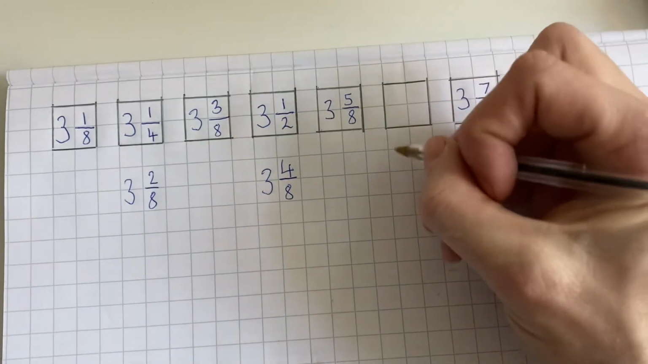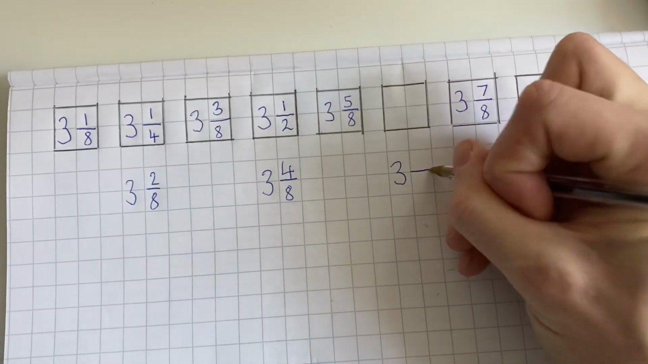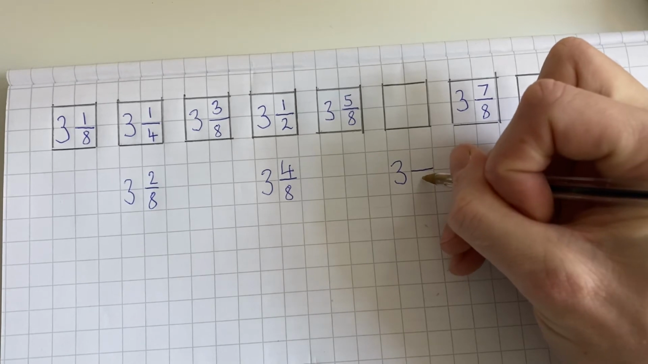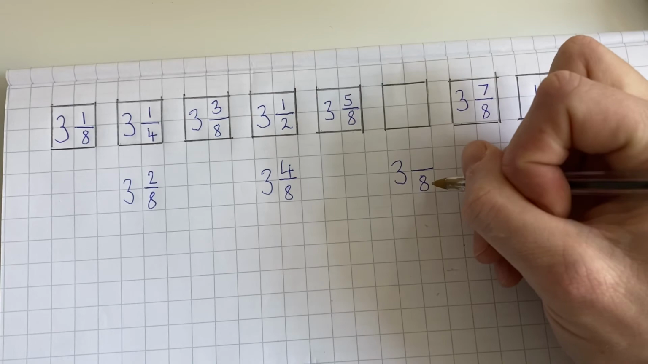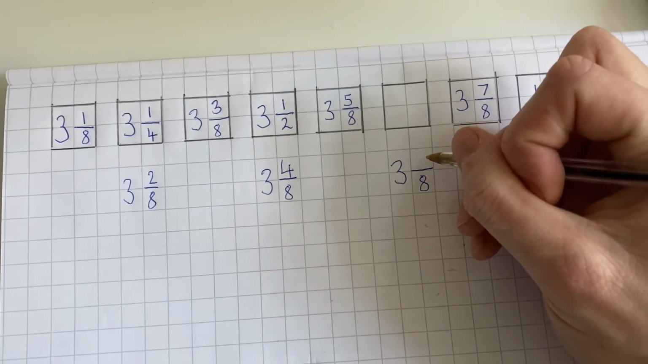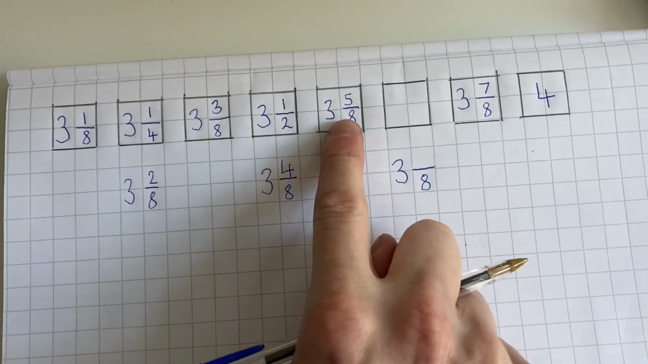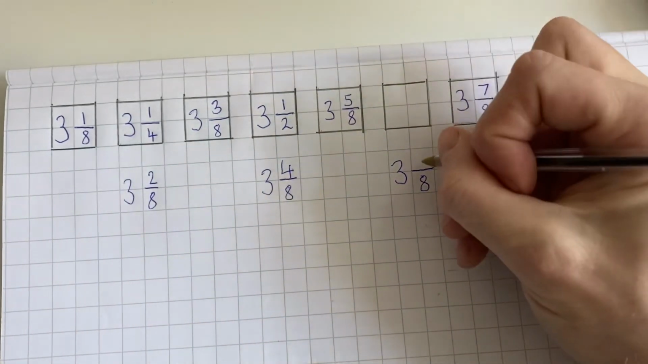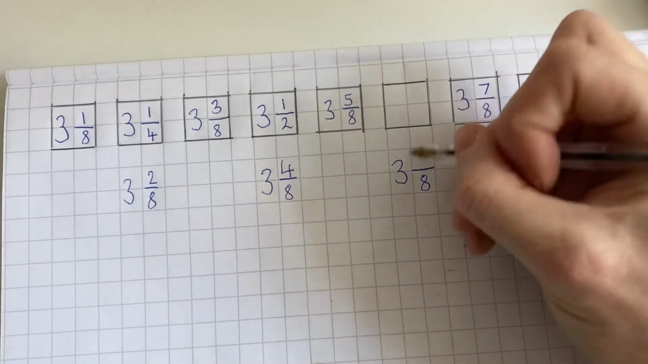Now, we're going to start by putting this here. We know we're going to change it to 3 as our whole number, 8 in our denominator, and we need to work out what our number is going to be here. If we know that we're counting up in 8ths, we need to add an 8th onto here. So we need to add 1 onto our numerator of 5. So that will give us 6.